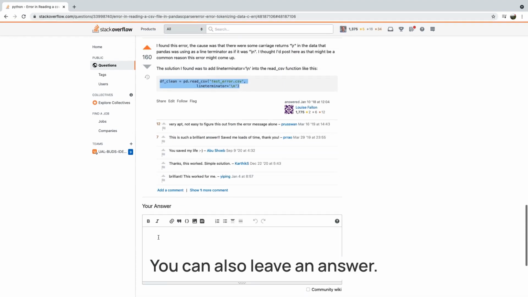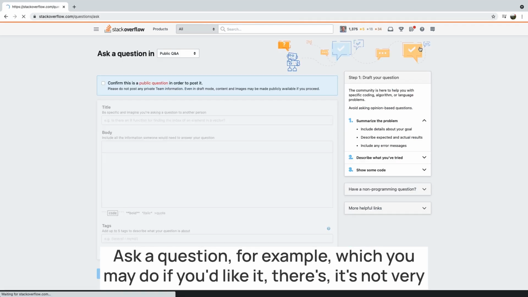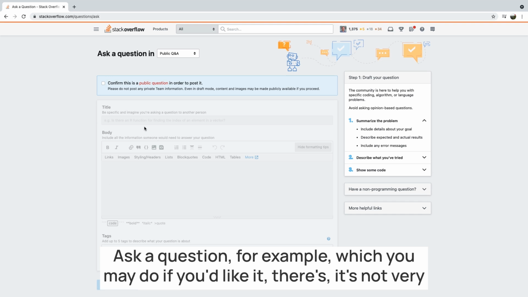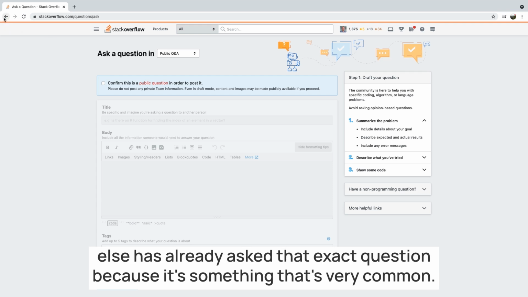But you can also leave an answer. If you can't find the question in here by searching for it, you can also ask a question, which you may do if you'd like. It's not very common that you have to ask a question because 97% of the time someone else has already asked that exact question, because it's something that's very common.